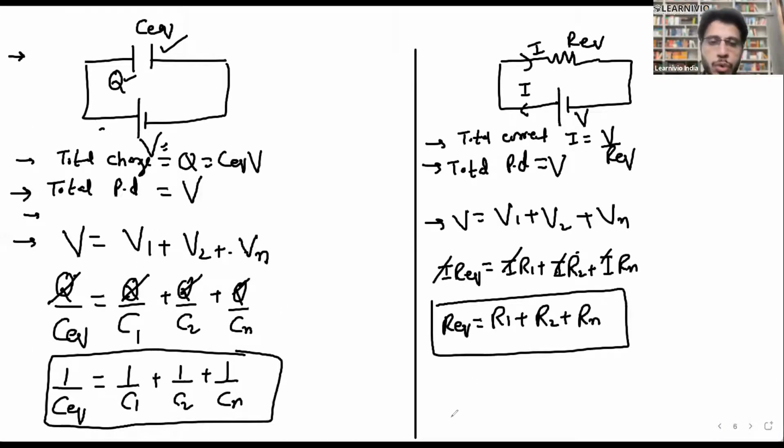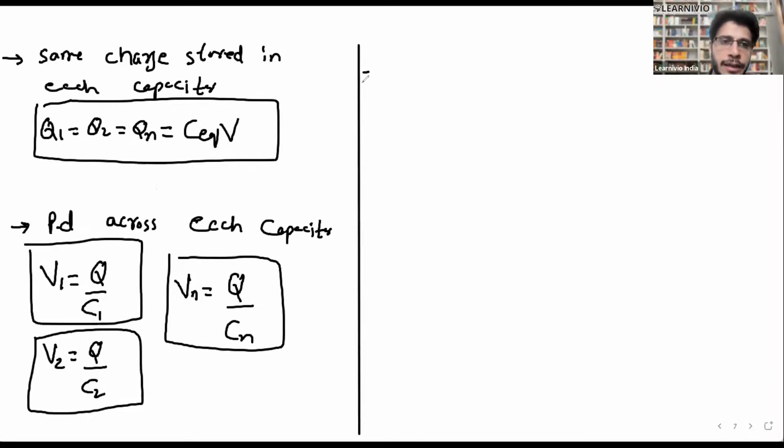Now, next what we can do is, let's start the resistor. R equivalent is R1 plus R2 plus Rn. Then we will calculate the current through each resistor.